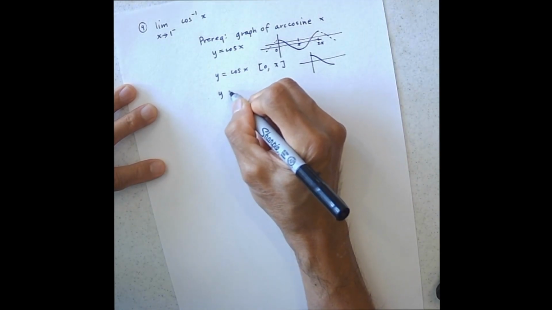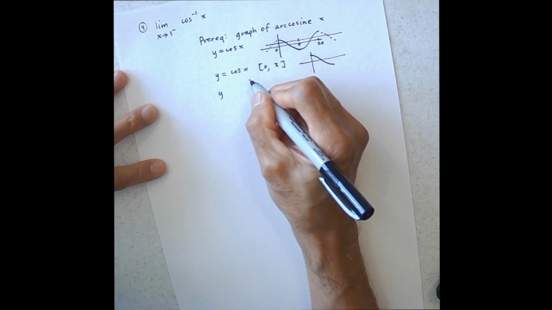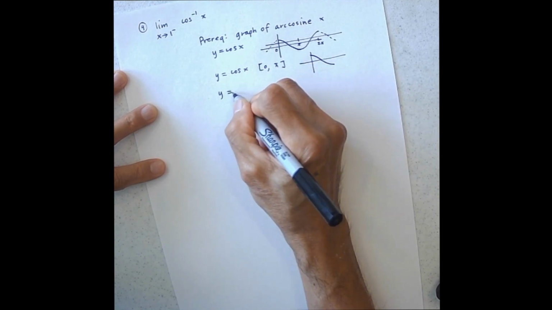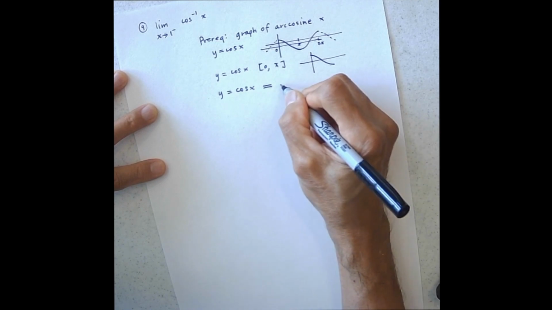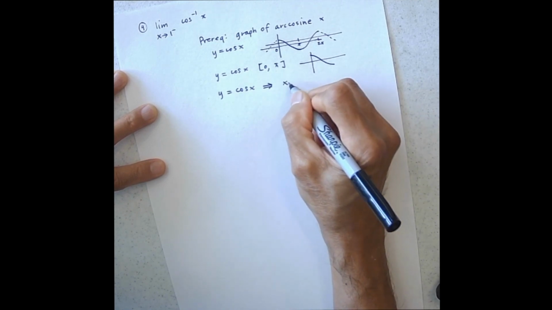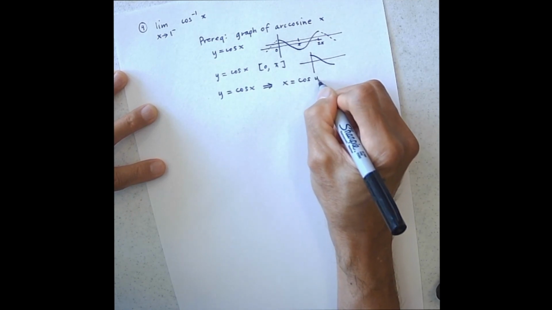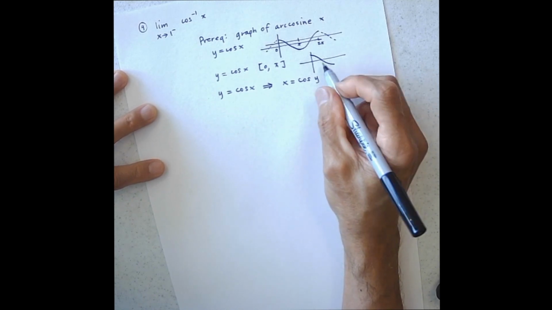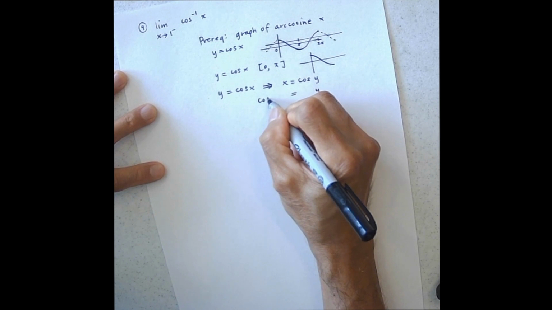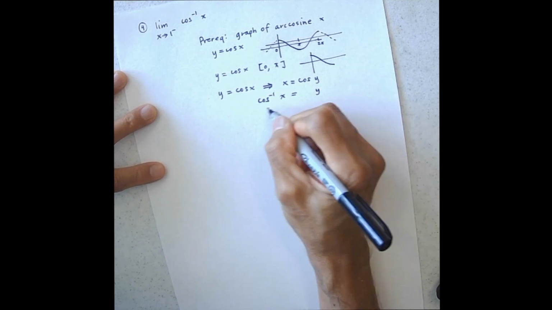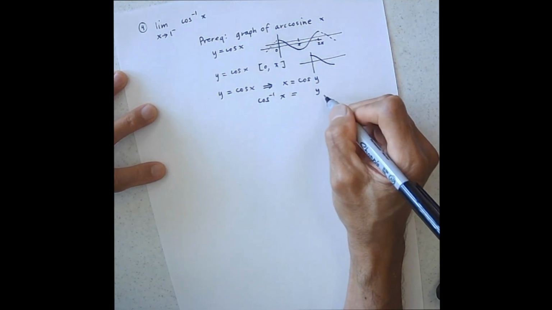To find the inverse, we simply interchange the x and the y. So instead of writing y equals cosine x, we will write this as x is equal to cosine y. And to get y by itself, we will say arc cosine of x. So this is from trigonometry, okay?